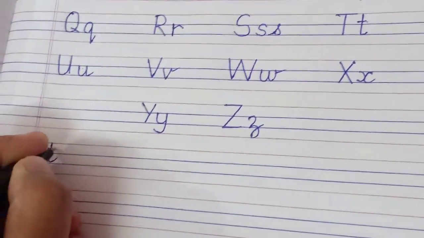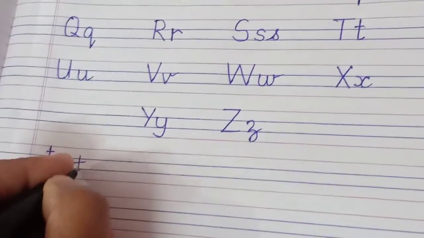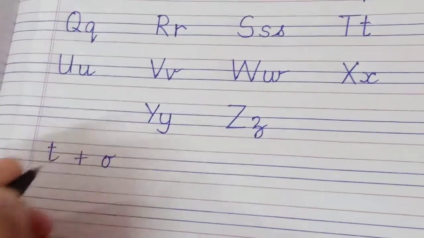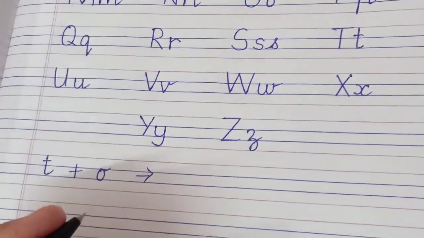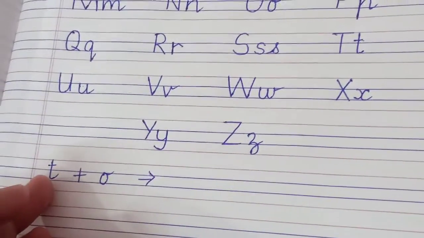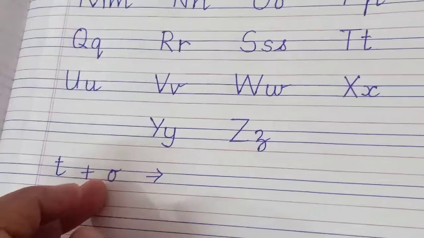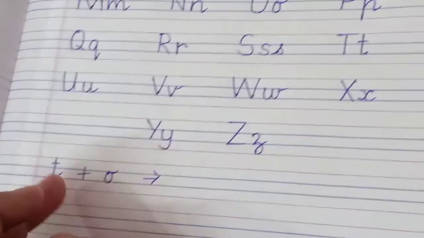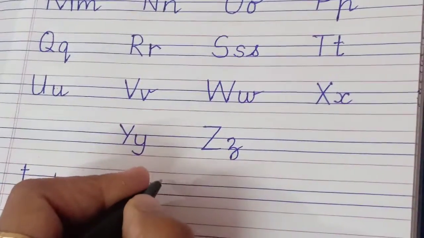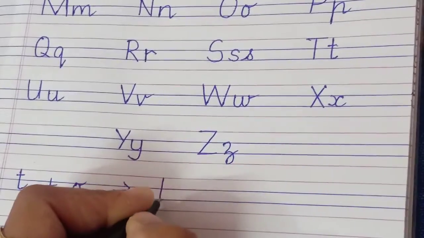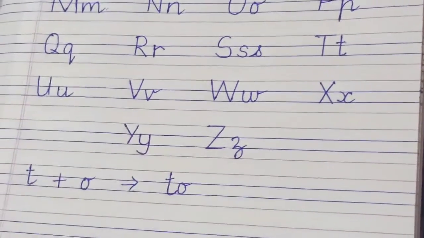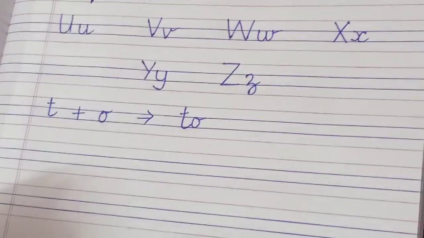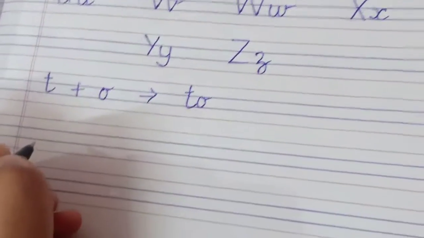So T plus O will form the word 'to'. The letter T and O together will form the word 'to'. Okay, so this will be written like this. T, O, 'to'.